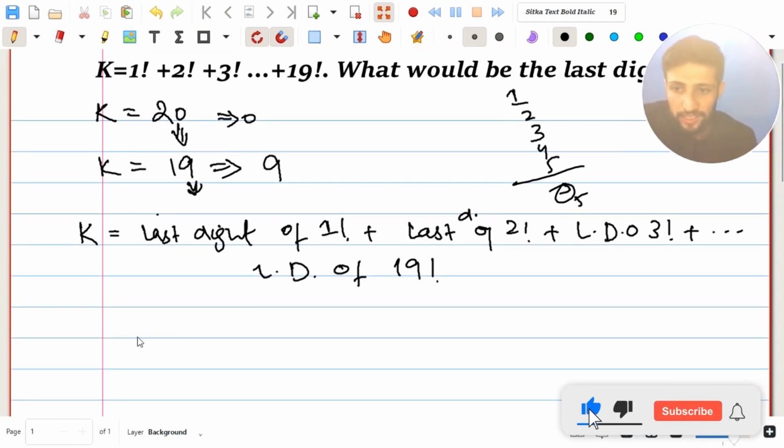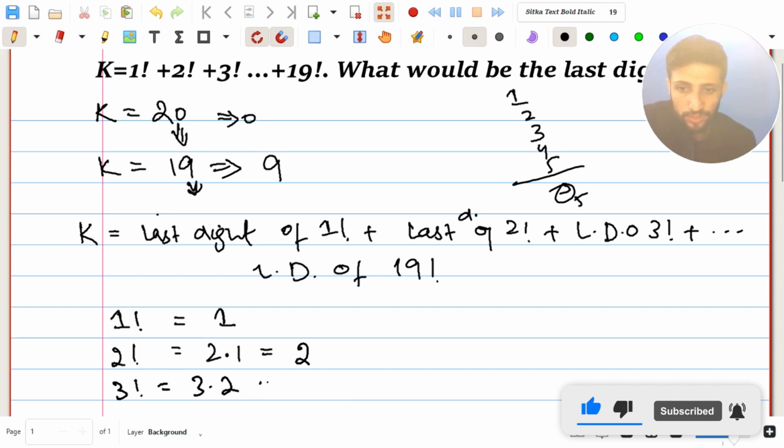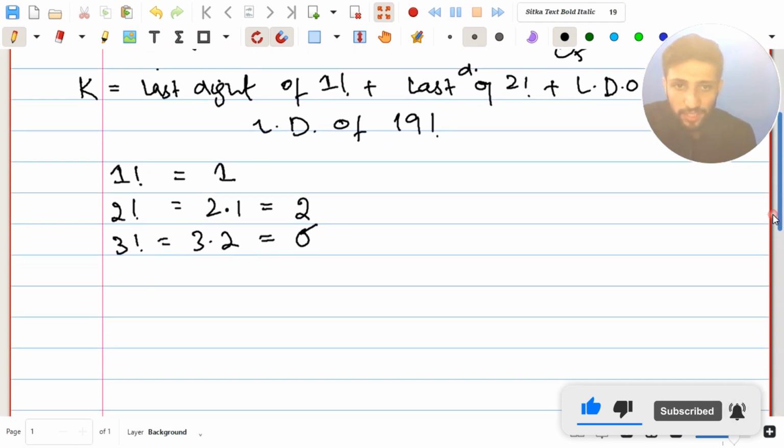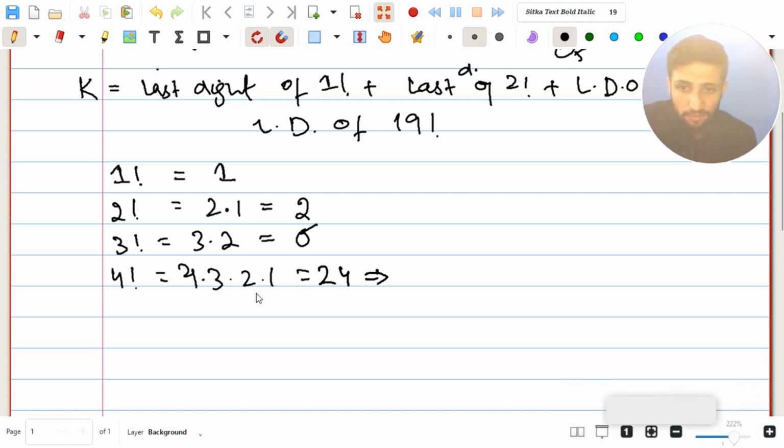As we know, the last digit of 1 factorial is 1. The last digit of 2 factorial: you have to find 2 into 1, that is equal to 2. The last digit of 3 factorial is 3 into 2, which is simply equal to 6. And you have to find the last digit of 4 factorial as well. So 4 factorial is simply 4 into 3 into 2 into 1. You have to multiply this: 4 times 3 is 12, 12 times 2 is 24. So the last digit of 4 factorial is 4.